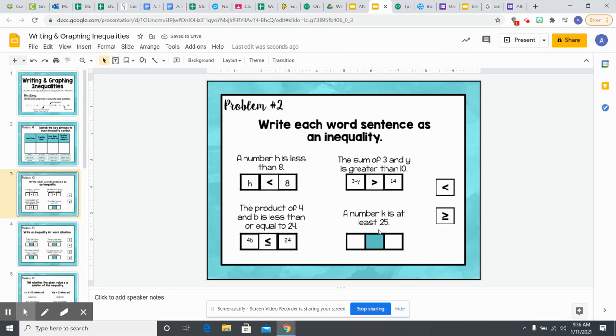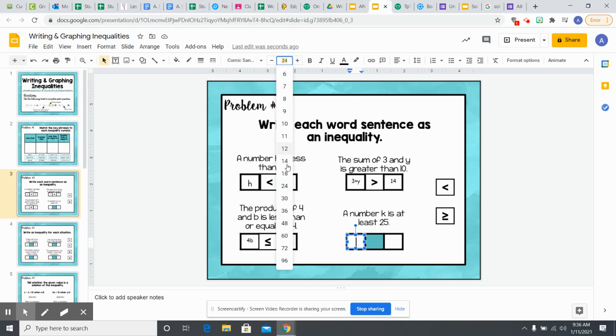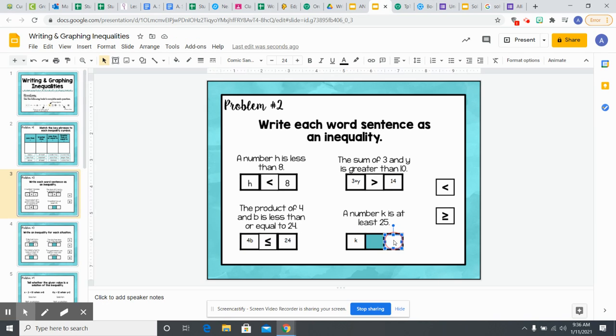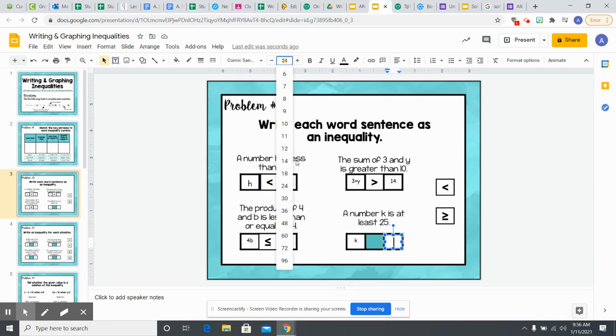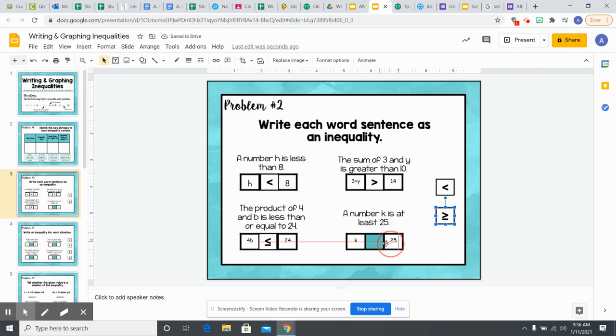All right, moving on. A number k is at least 25. So right here, we're just going to put k is at least 25. So remember, at the least, it can be 25. So it has to be greater than or equal to, because it can be at least 25. So it can be 25, but it can also be more than that. So it's 25 or more. That's what at least means. At the least, it can be 25. It can't be any less than 25. So that's why it's greater than or equal to. So there's your answer for this.